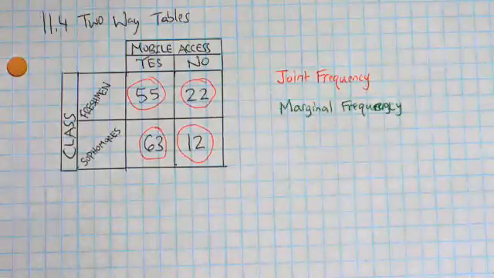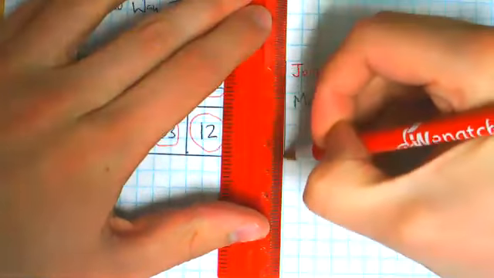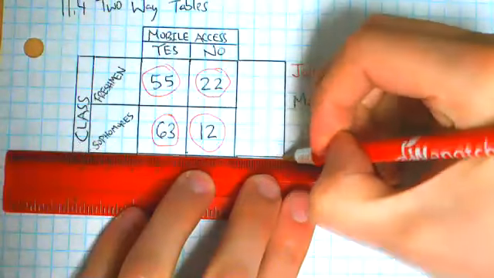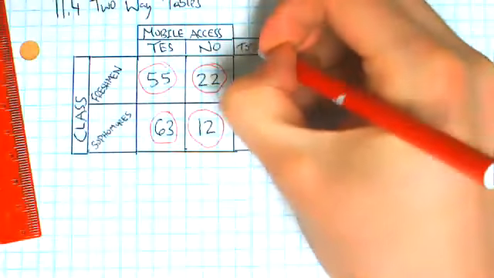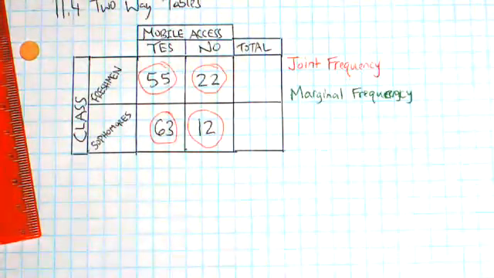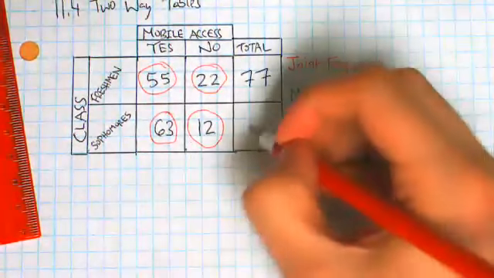And you could say, well, is it 55 plus 22? Or maybe 55 plus 63? And the answer is that is the case. But in order to demonstrate that, we're actually going to draw in some more areas on this table. So over here, what we're going to have is a total. And the total is adding up 55 and 22, which in total are 77. And likewise, we have 63 plus 12 is 75.